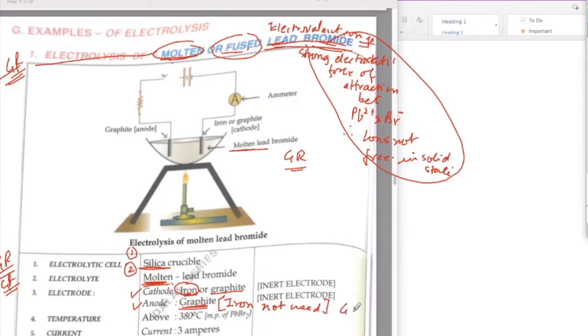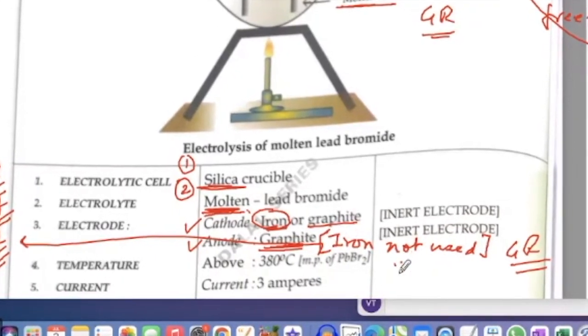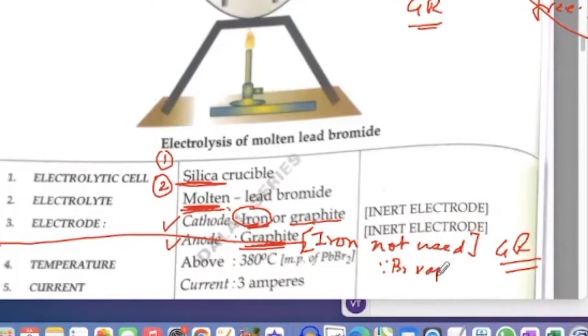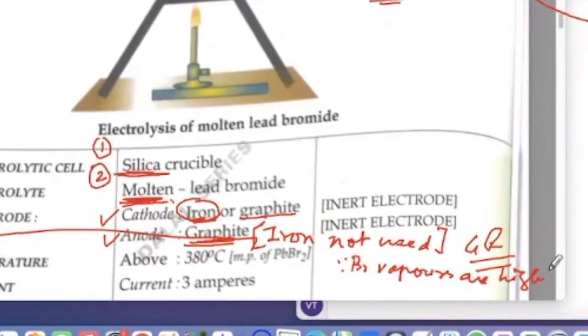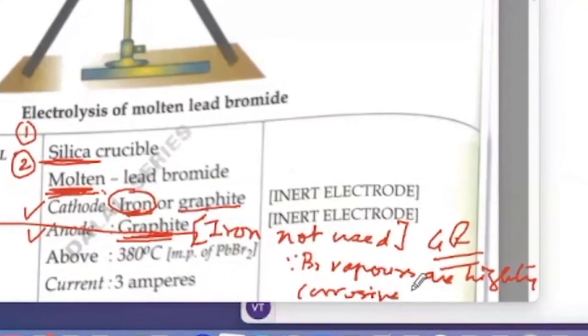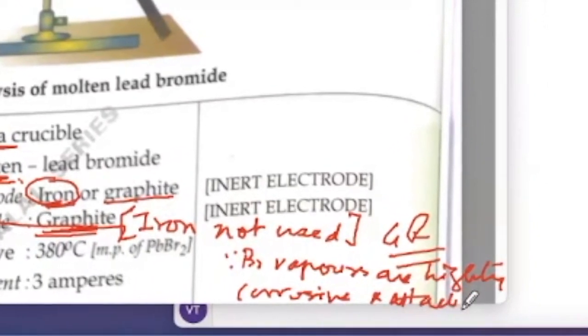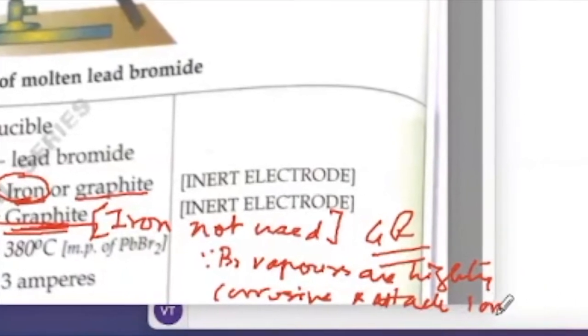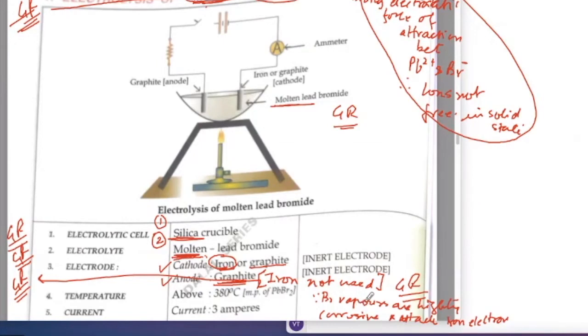And that is an important give reason. Can you spot that? Iron not used, since Br2 vapors, is it written over there, are highly corrosive. Underline that, please. Highly corrosive and attack the iron electrode. Now, bromine vapors are brown in color also, remember that, but they are also corrosive.